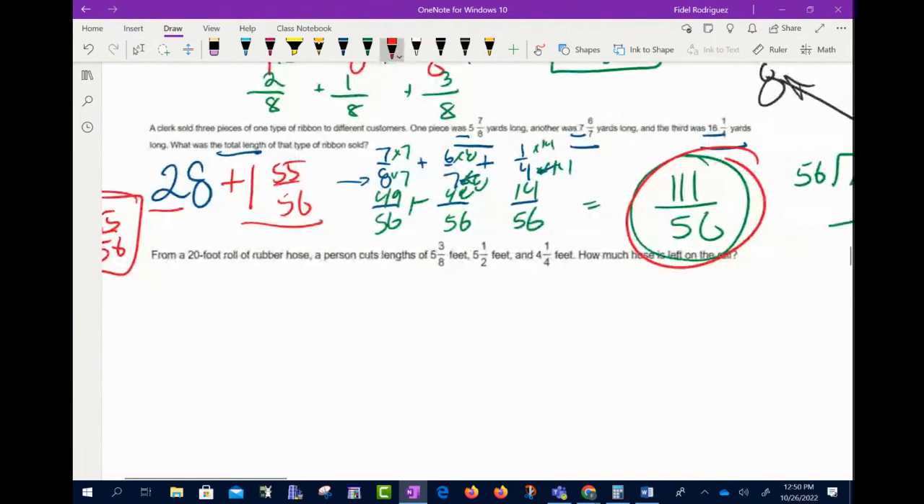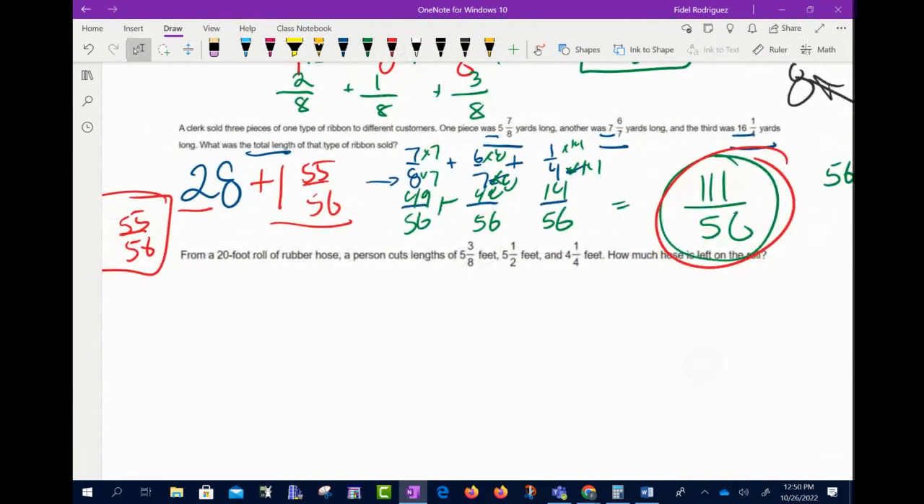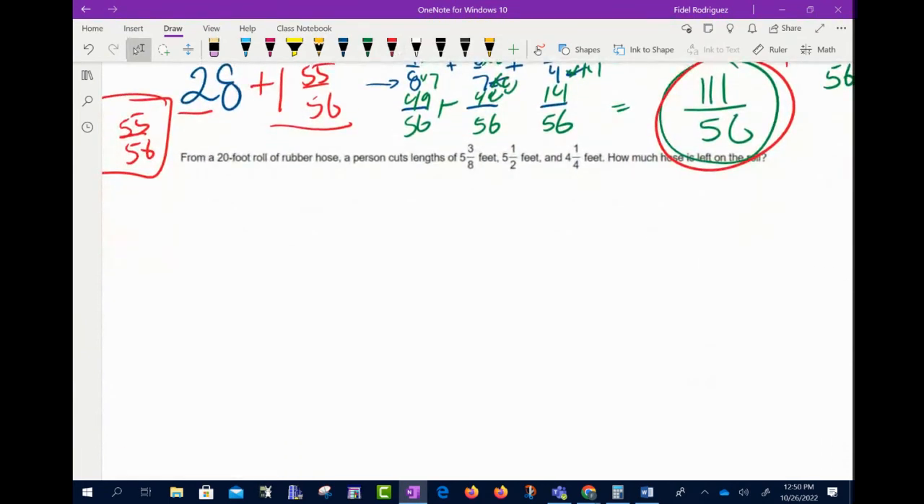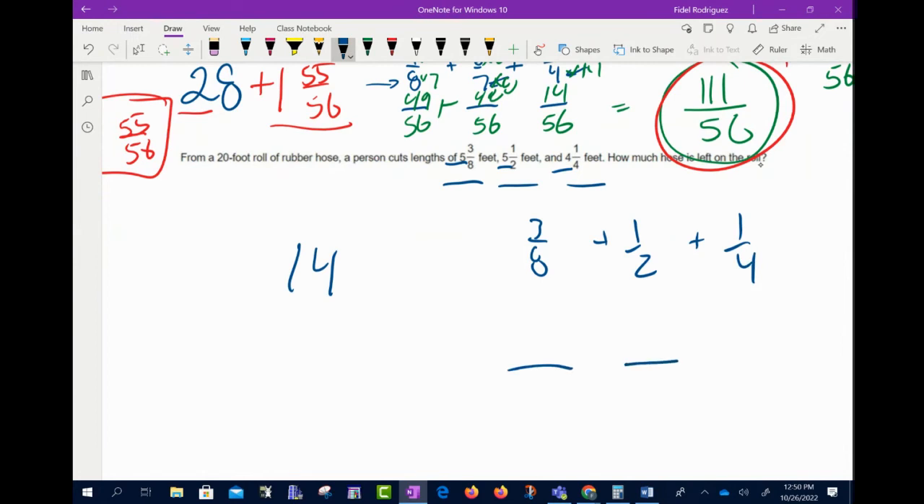Okay, so look, we still got a little bit more left to do. Let's try this next one here. It says, from a 20-foot roll of rubber hose, a person cuts lengths of 5 3/8, 5 1/2, 4 1/4. How much is left? Okay, so let's do this. Let's add those numbers together. Again, y'all, I'm going to do the easy breezy cover girl part first. 5 and 5 is 10, and another 4 is 14. Okay, let's add 3 over 8, and 1 over 2, and 1 over 4.